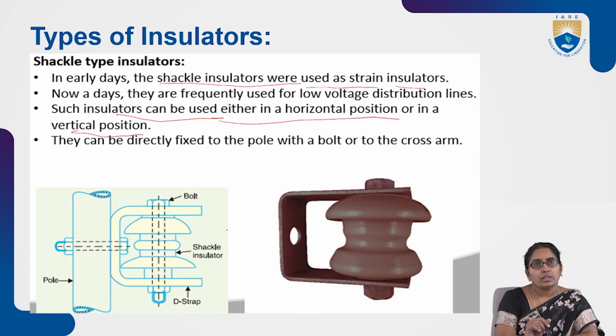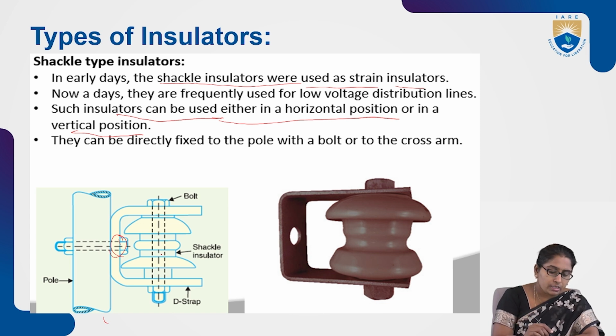Now look at the arrangement. The last point says they can be directly fixed to the pole, this is a pole, right? They can be directly fixed to the pole with a bolt. This is how they are fixed. This is a Shackle insulator. Or they may fix it to the cross arm also.